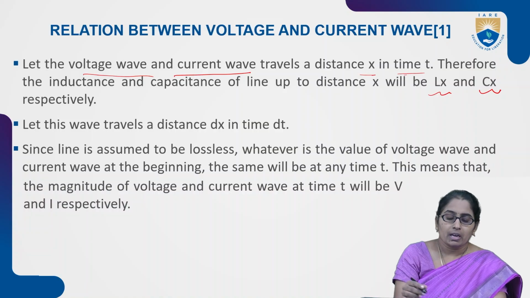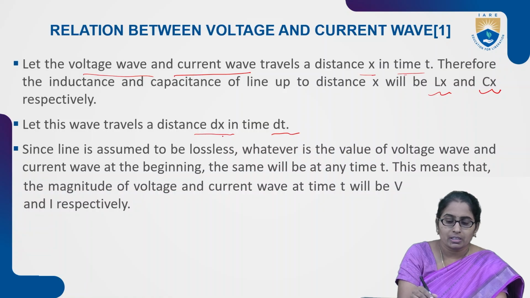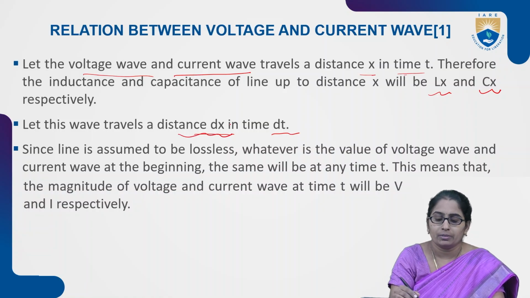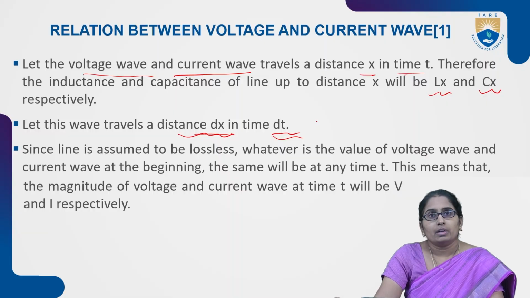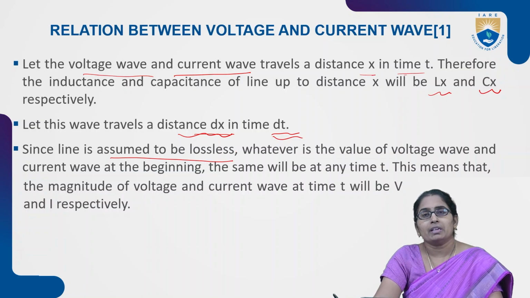Now, if we consider a distance dx, the time is automatically dt, because we mentioned that the wave travels a distance x in time t. The line is assumed to be lossless, that is, the losses are 0: the resistance of the line is 0, and the conductance G is also 0.